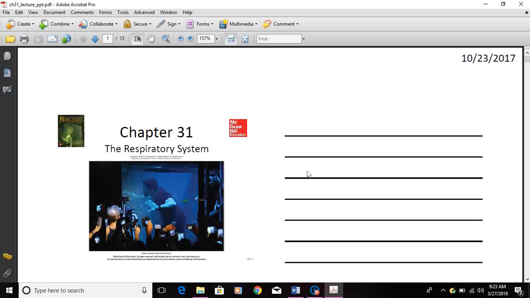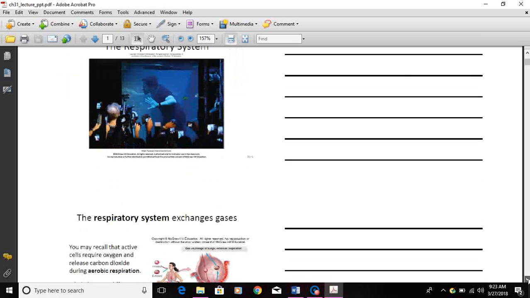Today I'm going to go over Chapter 31 with you, the respiratory system. I'm sorry I don't have the PowerPoints. I actually left my jump drive at school and I don't have the PowerPoints on my computer, so I'm just going to use the PDFs that you guys have available to you on Blackboard. So sorry about that, but gotta work with what we got.